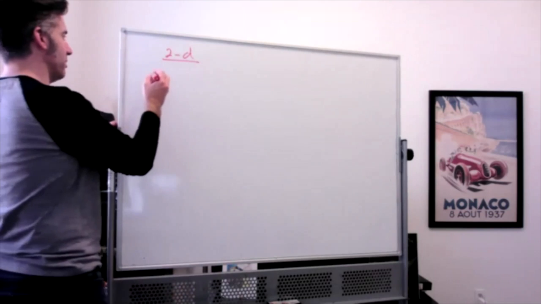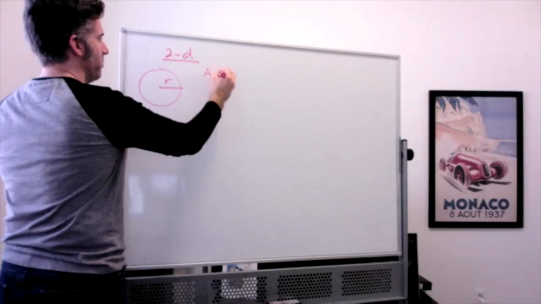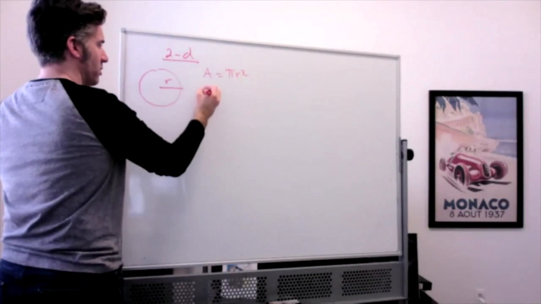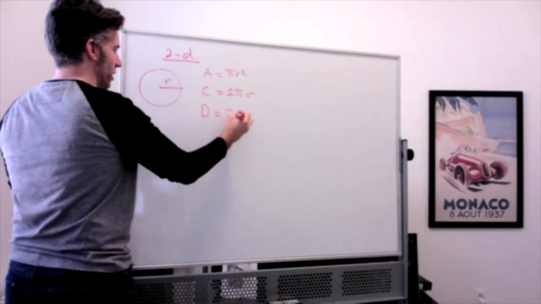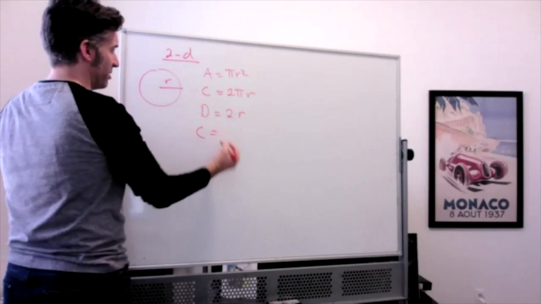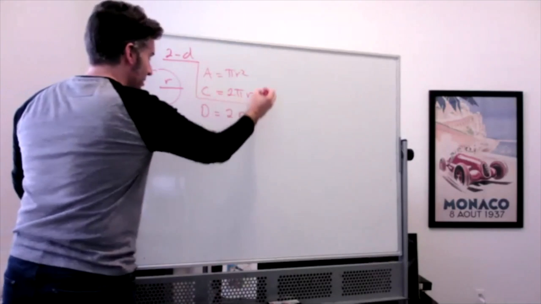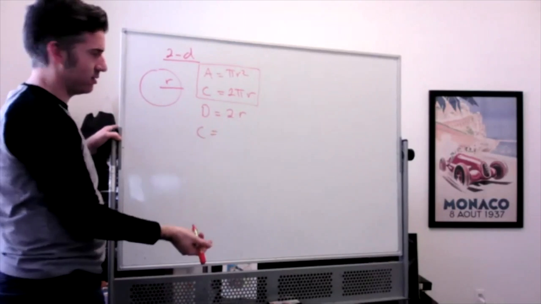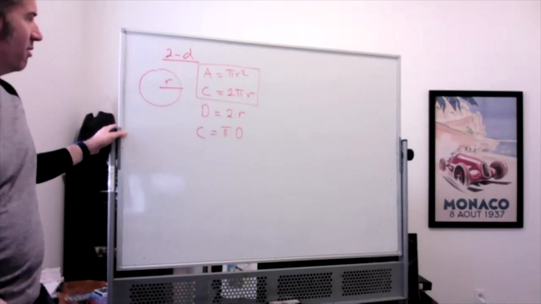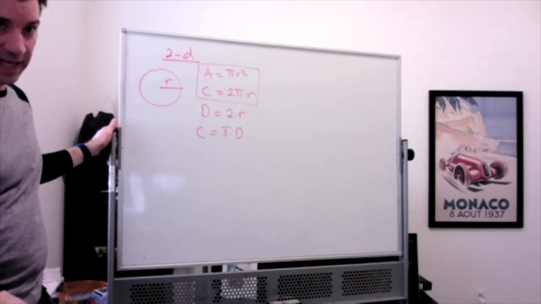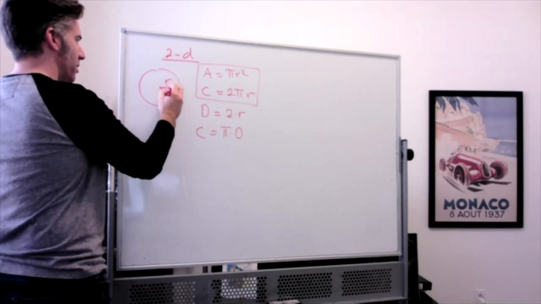So two-dimensional shapes, we've got circles, the radius is r. We know the area is pi r squared. We know the circumference is 2 pi r. We know that the diameter is 2 times r. Really, you probably just need these, but you should also know the diameter is twice the radius. You should also know the circumference is pi times the diameter.